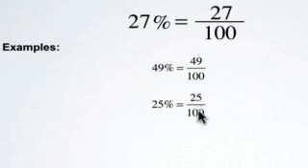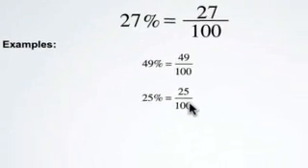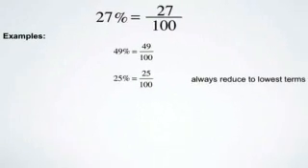25% is 25 per 100, but a ratio is like a fraction. It's written as 25 over 100, so we always want to reduce these ratios, comparisons, or percents into lowest terms. So 25 in this case goes both equally into the top, the numerator, and the bottom, the denominator. So 25 divided by 25 gives me 1, and 100 divided by 25 gives me 4. So 25% in lowest terms is 1/4.